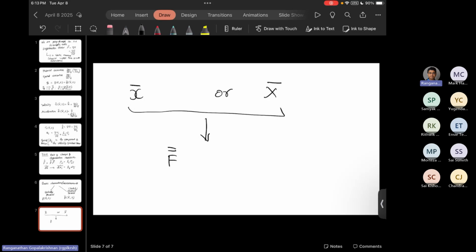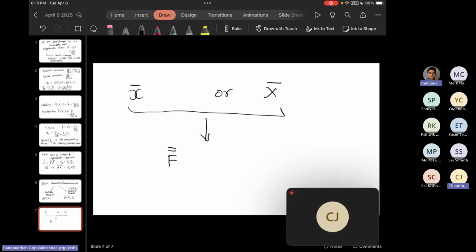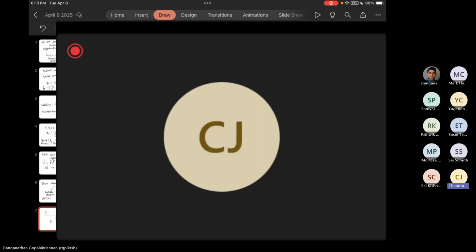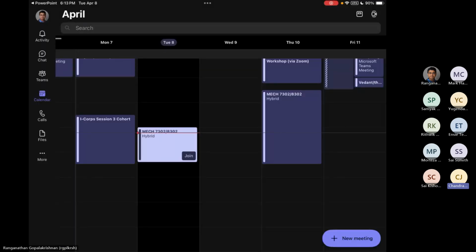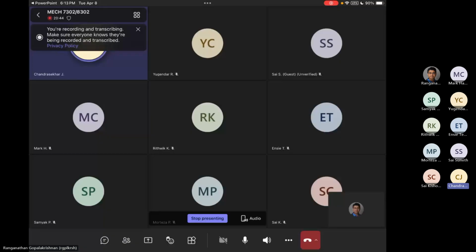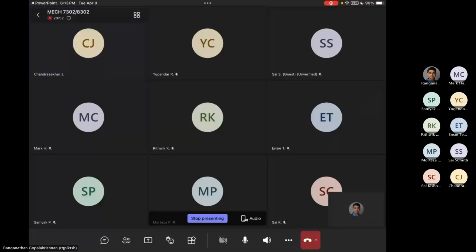Somebody is having their mic unmuted. Can you please mute yourself? Okay, maybe I need to do this for you. Chandrasekhar, can you please mute yourself? Yes, sir. There's some background coming from your end. Thank you.